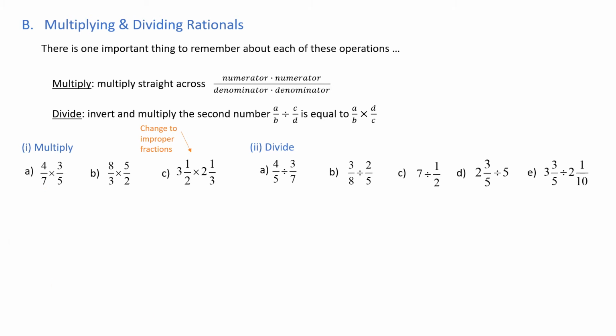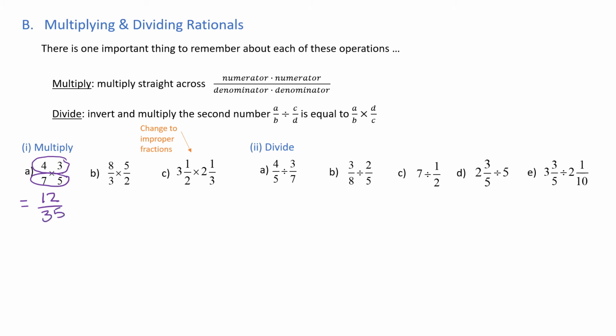Okay, so let me get a pen here. 4 over 7 times 3 over 5. The rule for multiplication is we multiply straight across. Numerator times numerator. Denominator times denominator. So I'm going to take this numerator times numerator equals sign. 4 times 3 is 12 over denominator times denominator. 7 times 5, 35.